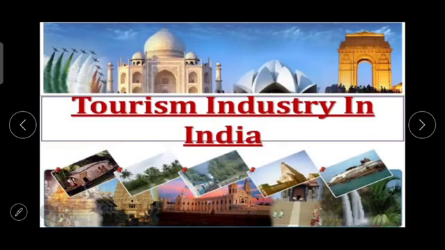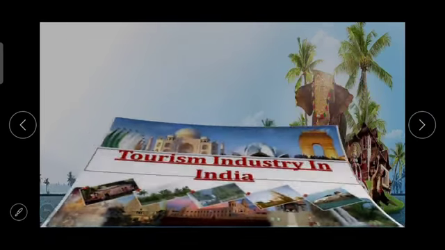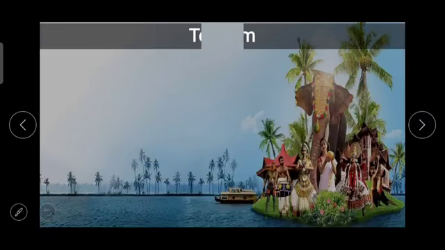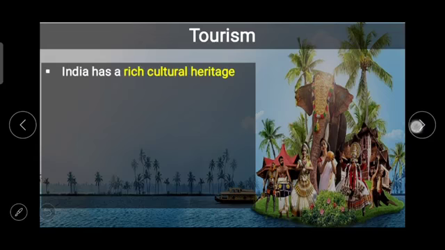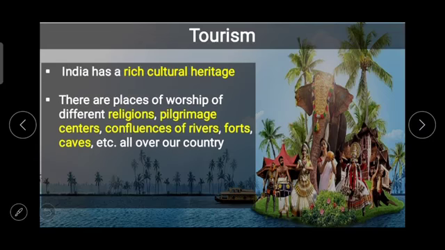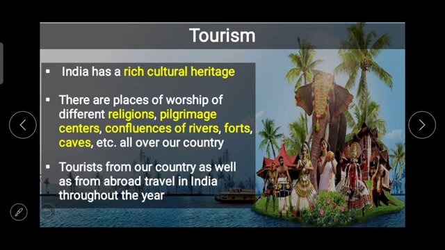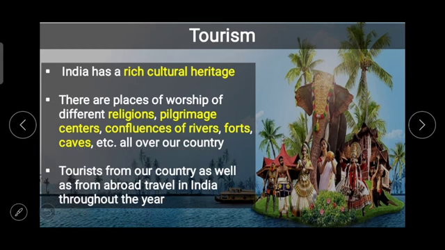Then one more thing which is very important: the tourism industry. As we know, our country has a rich cultural heritage. India has not only places of worship, but also rivers, forts and caves. And as there are a number of religions in our country, there are places of worship and pilgrimage for different religions and different castes.